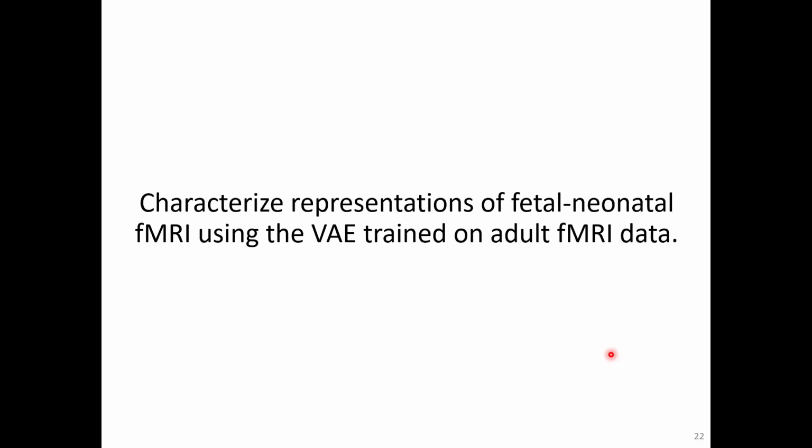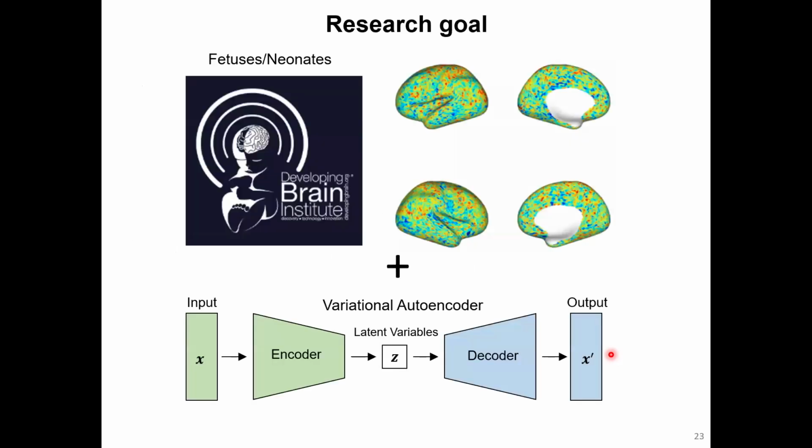So now we built the VA model, and I moved to Children's National Hospital. I still wanted to pursue how we can use the VA model for fetal and newborn functional MRI. Basically, this research was an exploratory study in which we applied the VA model, which was built on adult fMRI data, to fetal and newborn fMRI data.